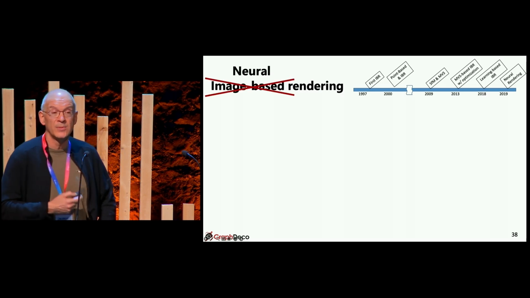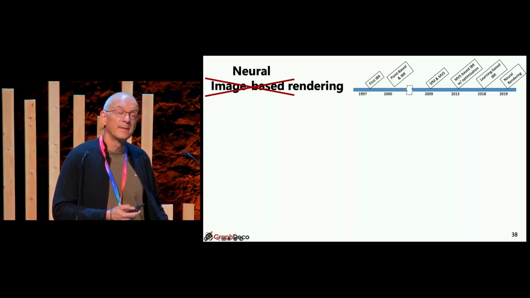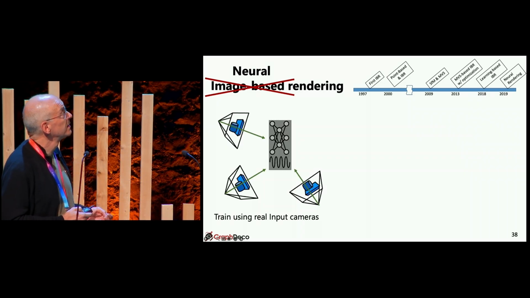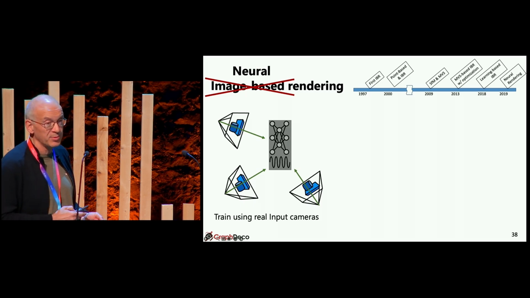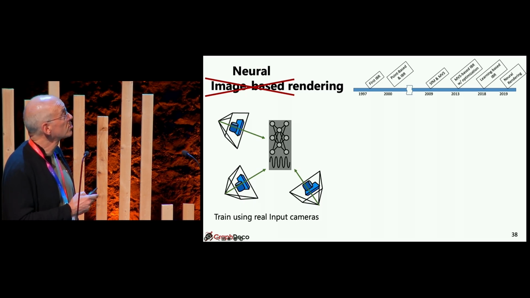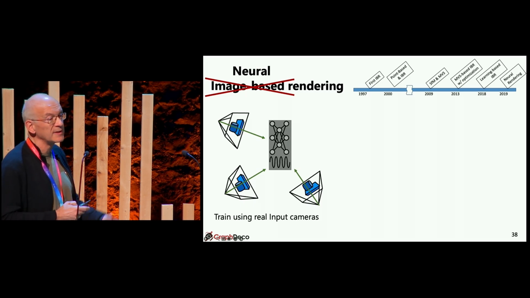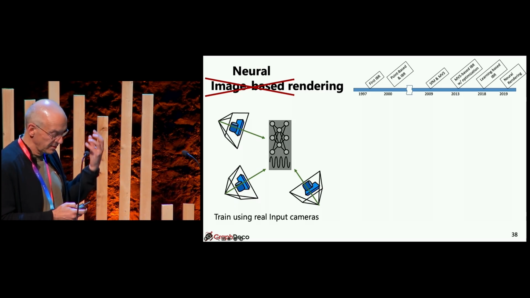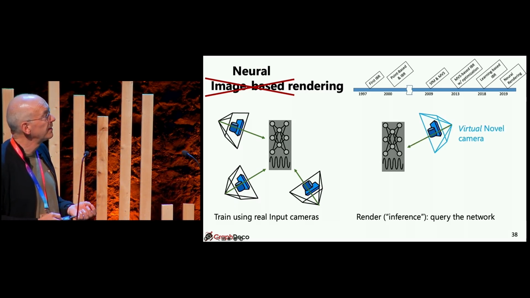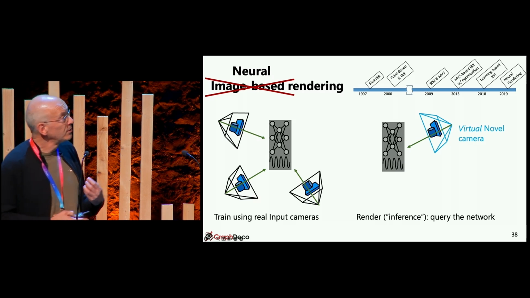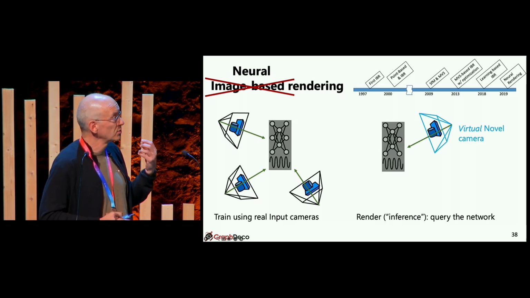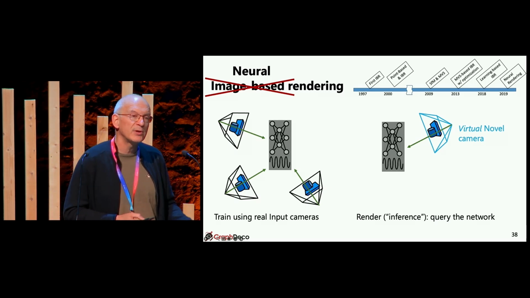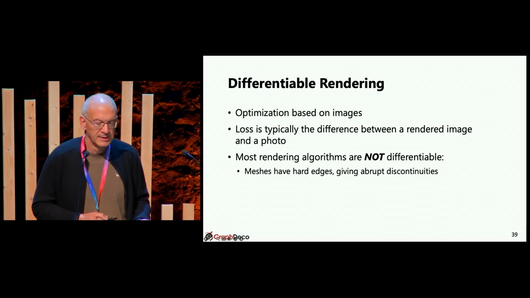So what happened at this time, so this is 2019, 2020, image-based rendering got replaced by what became known as neural rendering. And the difference between image-based rendering and neural rendering is that you get rid of the geometry as a proxy, and instead you train a neural network that will contain the representation of the scene based on the information from the input cameras. And then to render, you just do inference, so you just query the network and it gives you the image.